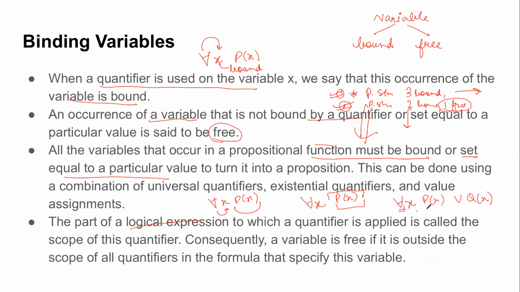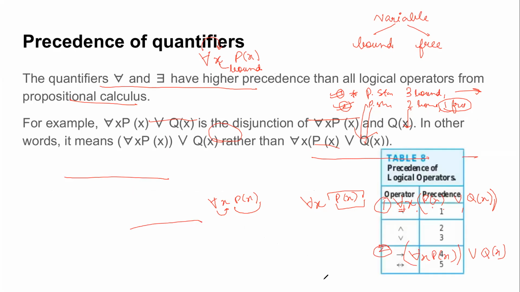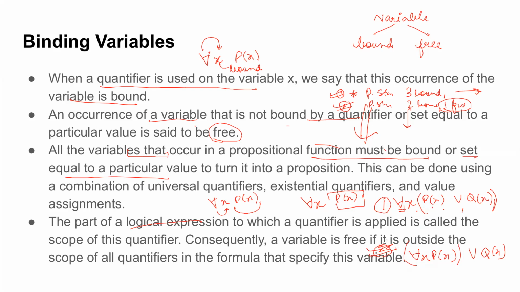Now if I write for all x P(x) or Q(x), how do you first solve this? Do you do this or do you do this first or second? We just saw this example, right? When you have for all x P(x) or Q(x), this is a disjunction of for all x P(x) and Q(x). Rather, you apply quantification on the first one and then you do a disjunction. So the second one is the correct one, unless you are given parentheses on your own. But if there are no parentheses, then using the precedence of operators, it is actually a disjunction of the quantification of P(x) and then Q(x). Which means, what is the scope of this quantifier?